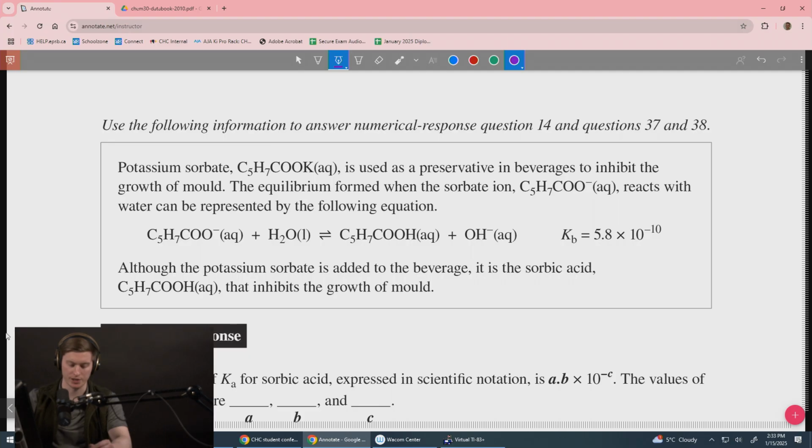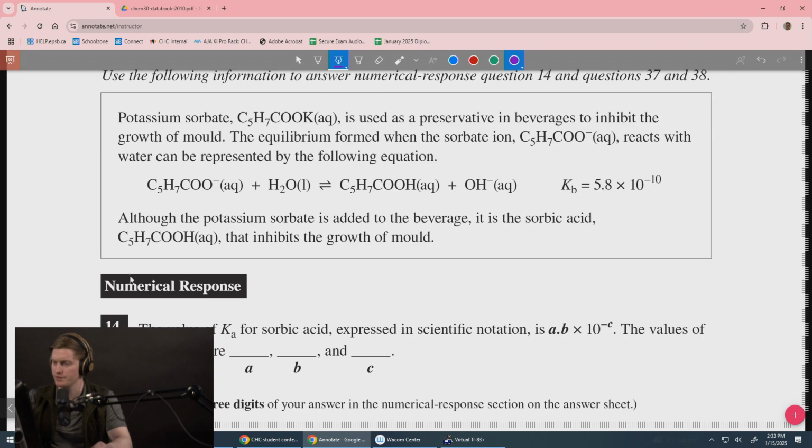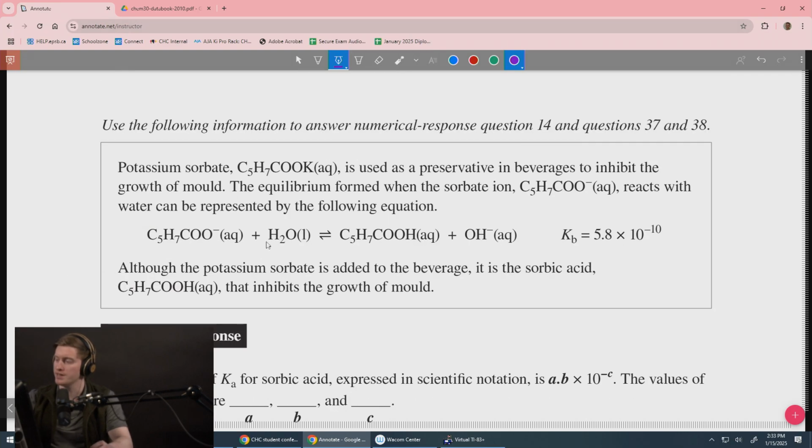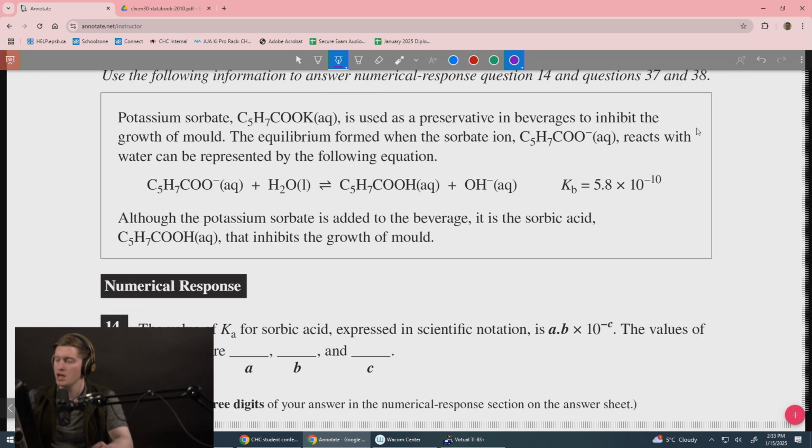Let's go to the next page here. This will be the last one for this video. Use the following information to answer numerical response question 14 and questions 37 and 38. Potassium sorbate, which has this formula, is used as a preservative in beverages to inhibit the growth of mold. The equilibrium formed when the sorbate ion reacts with water can be represented by this following equation.